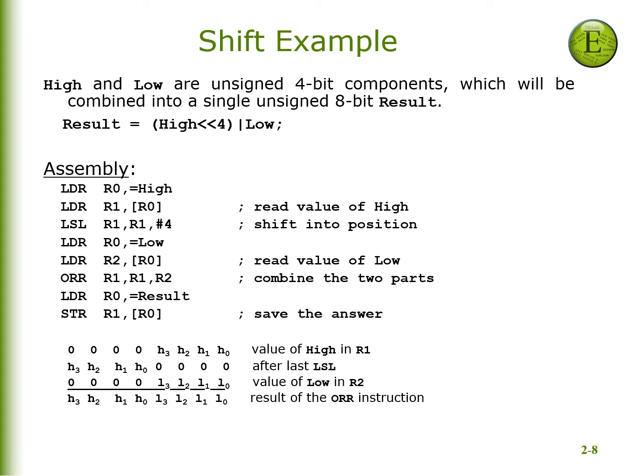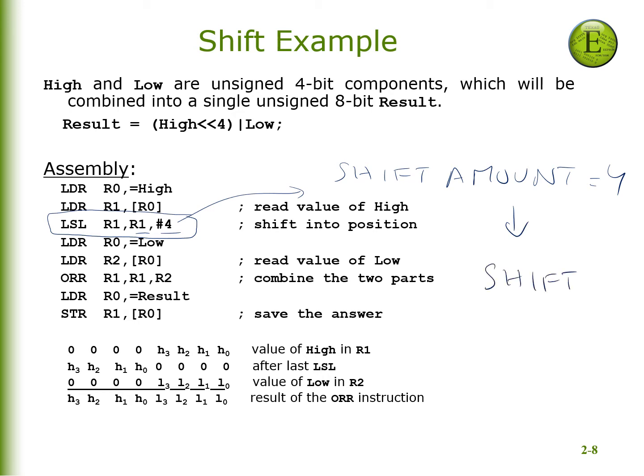As far as the syntax of the logical shift left instruction is concerned, we're going to focus on the third instruction in the code segment. It says LSL R1, comma R1, comma hash 4. So 4 is the shift amount. This says that we're going to shift 4 bits to the left, and it's a logical shift. So we're going to say logical shift 4 bits left.